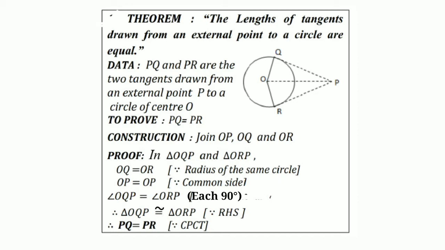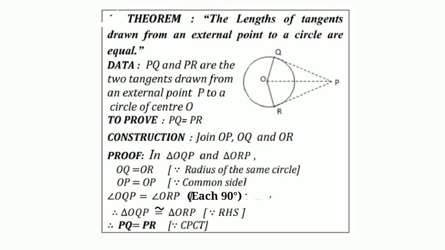Just as we learned, tangents are perpendicular to the radius. That's why, by these 3 points, that is right angle, hypotenuse and side, by RHS congruency both triangles will be congruent. That is, triangle OQP is congruent to triangle ORP. That's why PQ equals PR, by corresponding parts of congruent triangles.